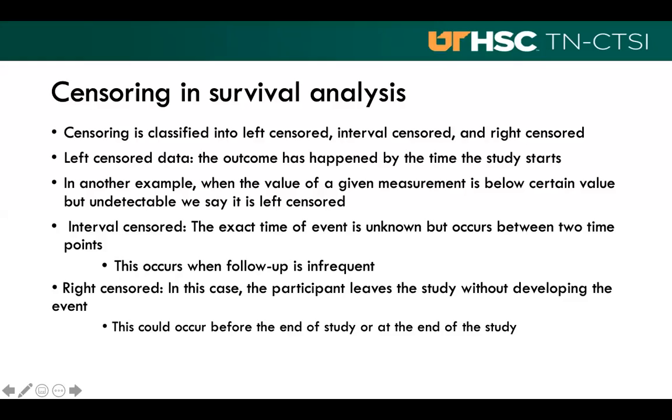So we don't know exactly when the condition happened, and the participant might also leave the study. We never know when the participant left, but it's between 2 time points. So this occurs when the follow-up is infrequent. The other one is right censored. In this case, the participant leaves the study without developing the event. In human studies, the participant might die, or might develop a certain condition and no longer can provide additional information about the condition or outcome under study. Or the participant leaves the study at the end of the follow-up. This could occur before the end of the study or at the end of the study.